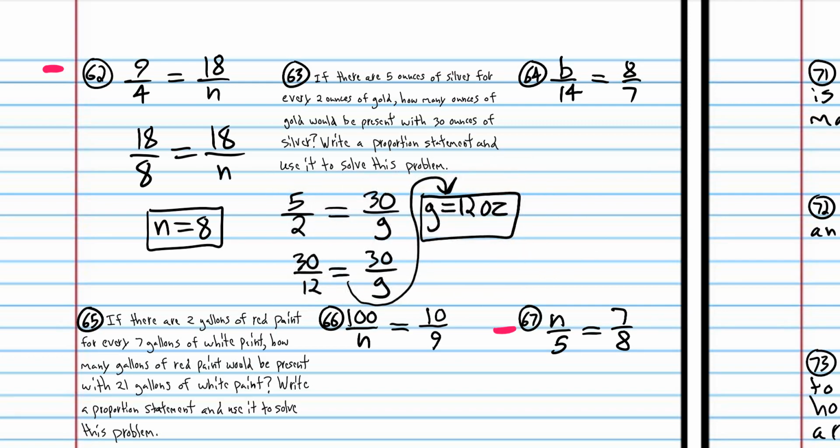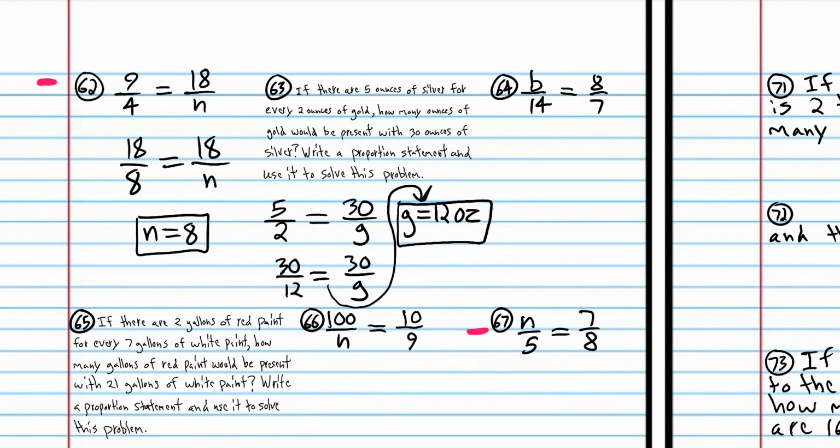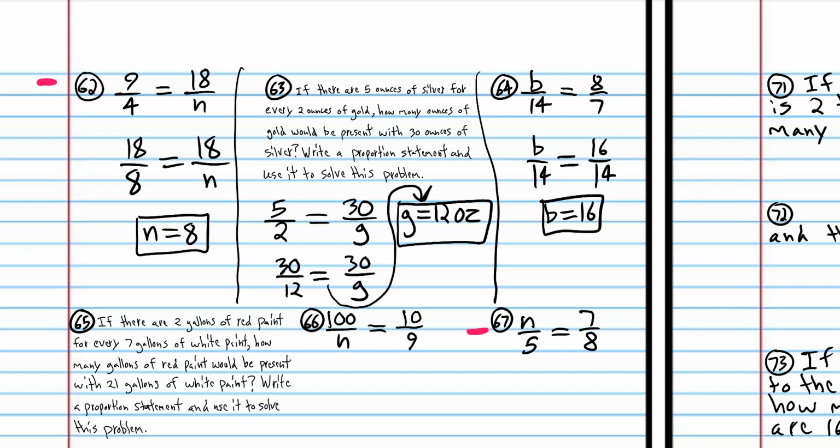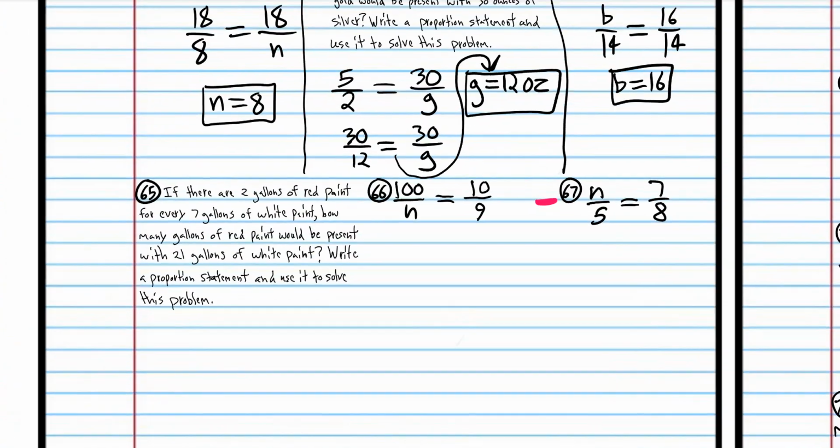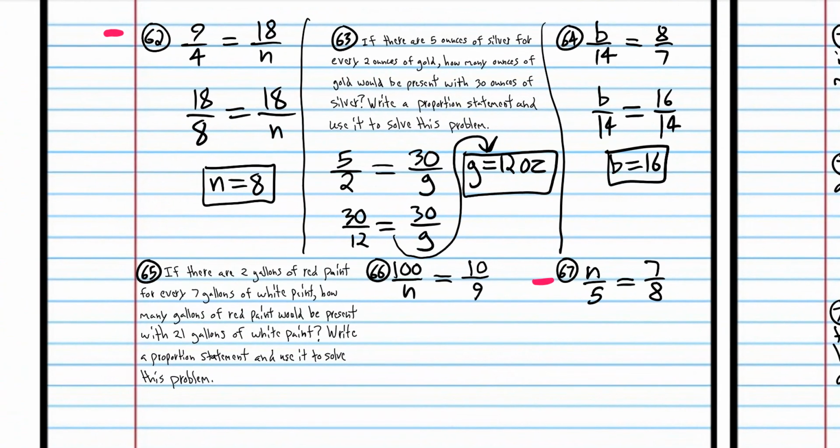All right, so now it's time for you to try. Remember, you're going to multiply both sides of the fraction instead of dividing to reduce it. So try 64. When you come back, we'll do it together. All right, we're back. So I'm going to multiply both sides of the right fraction by 2 to get 16 over 14, and you can see that b must be equal to 16. So if you got that answer, good job. Try number 65, and when you come back, we'll do it together.